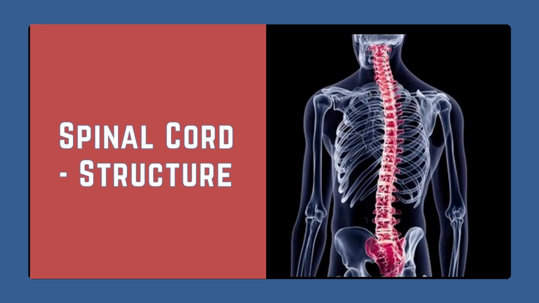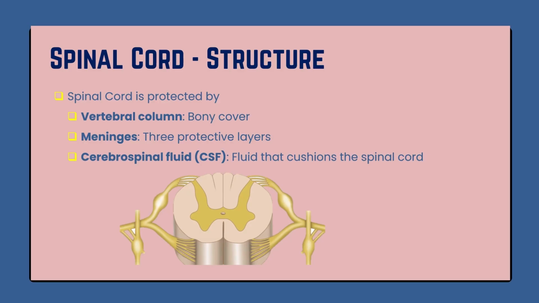Let's look deeper into the structure of the spinal cord. Spinal cord is protected by mainly three layers. First is the vertebral column. This is the bony cover. So if you touch your back, your spine, you will feel a hard bony structure. That is the vertebral column. Inside the bony cover of the vertebral column, there are meninges. These are the three protective layers. And other than meninges, there is a fluid also that cushions and supports the spinal cord. This fluid is called cerebrospinal fluid or CSF.